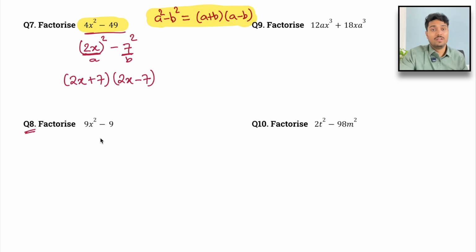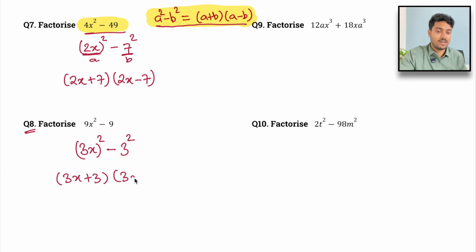We have 9x squared minus 9. So I repeat, we have to check whether both the terms are perfect squares or not. 9 is a perfect square number. 9x squared can be written as (3x) the whole squared minus, and this 9 can also be written as 3 squared. So now we have the expression in terms of a squared minus b squared. This can be written as (3x plus 3) and (3x minus 3), and this will be your answer.